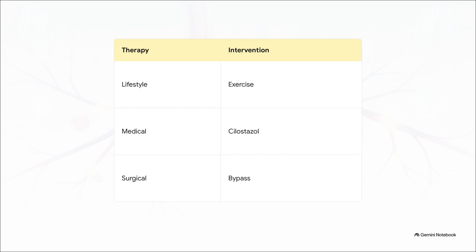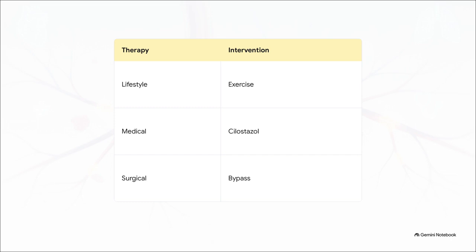For claudication, the grade A absolute gold standard recommendation is supervised exercise therapy. This is literally having the patient walk through the pain to force their body to build new collateral blood vessels. Pharmacologically, we can use cilostazol, which dramatically improves walking distance by vasodilating and inhibiting platelets. But a huge flashing warning sign here: cilostazol is strictly contraindicated in patients with heart failure.